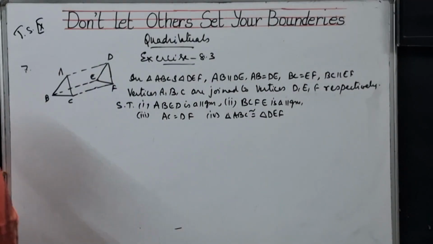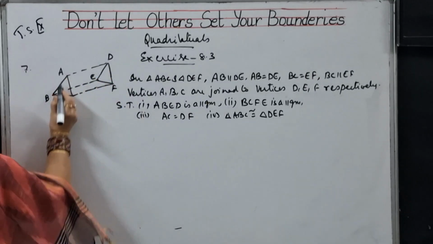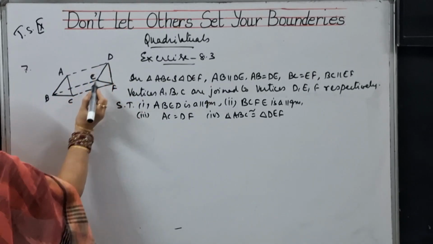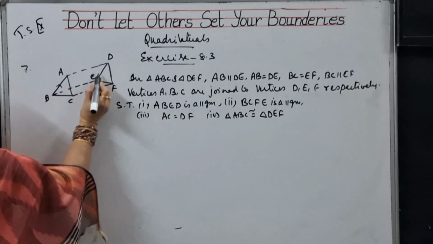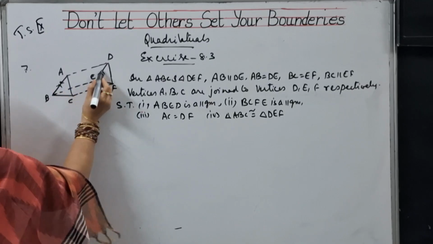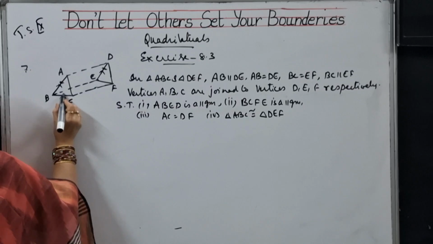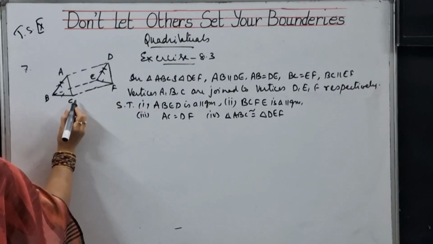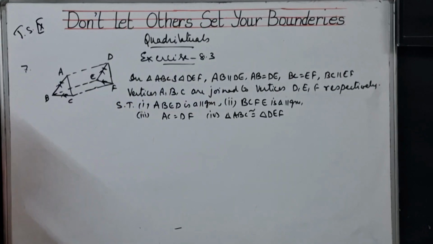Now seventh sum, children. Triangle ABC and triangle DEF, you can see, children. AB is parallel to DE. AB is equal to DE. These two are parallel and these two are equal. And BC is equal to EF and BC is parallel to EF.